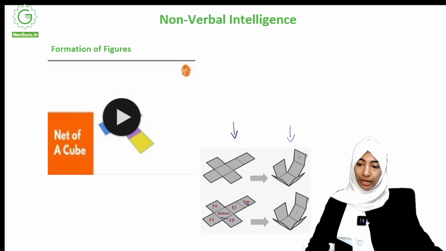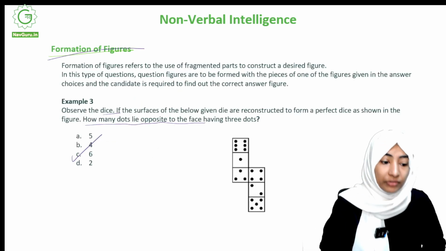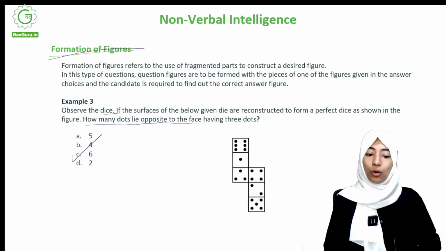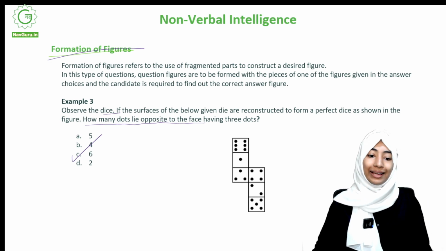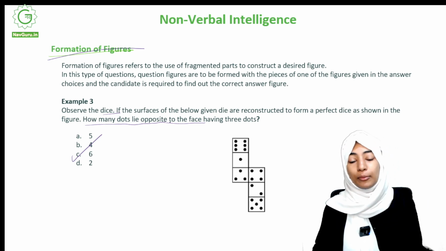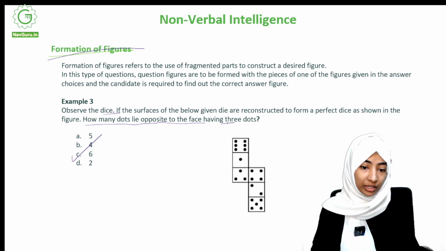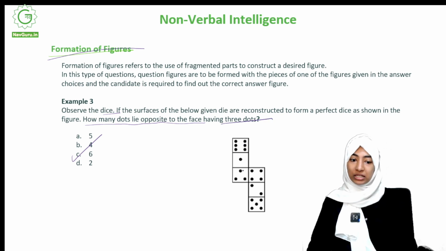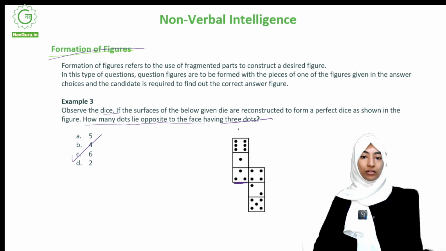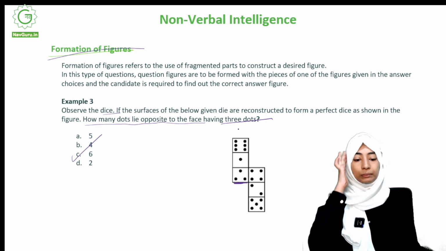Okay. Anyway, so coming back. Observe the dice. If the surfaces below given die are constructed to form a perfect dice, how many dots lie opposite to the face having 3 dots? So here what we need to do is we need to form the dice from this figure and then we need to look at what comes opposite to the face having 3 dots. Okay, so how do we do that?